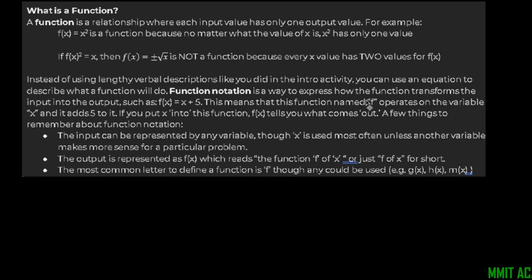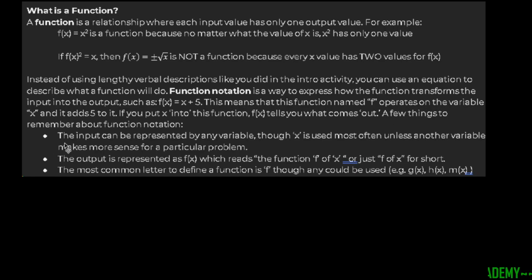That's why we say f of x, a function in terms of x, because on the right side of our equation, notice how it's only x. So we say f of x and then it adds 5 to it. And it says if you put x into this function, f of x tells you what comes out, which would be your y value. A few things to remember about function notation.